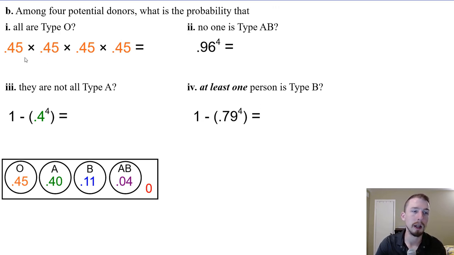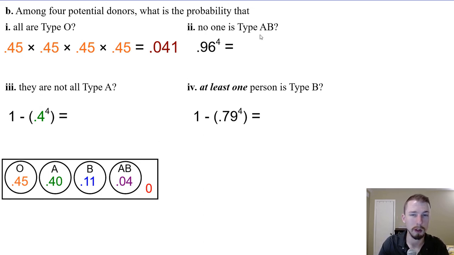But anyway, they're independent. So whatever blood type we find for the first donor, it's not going to change the probability that the next donor is going to be 45% type O as well. So these are independent events because the probability is not changing. All right, so 45% times 45% times 45% times 45% is going to give us a total of only 4.1%. So there's only a 4.1% chance that all 4 of our donors will be type O blood, even though that is the most common blood type, because more than likely we're going to have some other blood types introduced there as well.